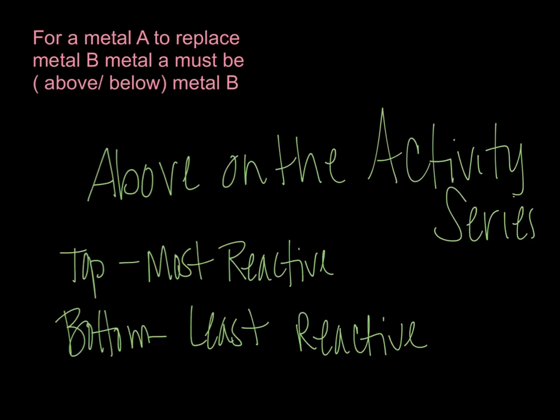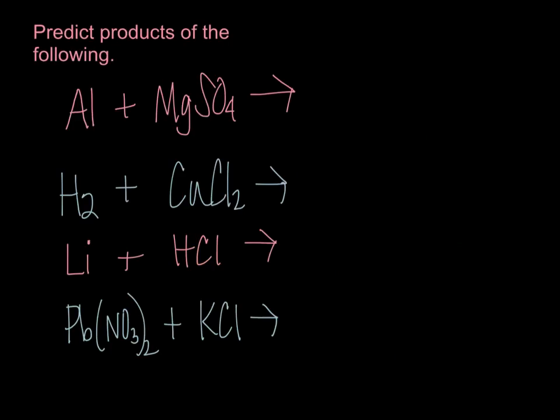For a metal A to replace metal B, it must be above metal B on the activity series. Remember, the top is the most reactive. It can replace anything below it, but the bottom is the least reactive, and it cannot replace anything that comes above it. So last part, let's predict what it's going to make.